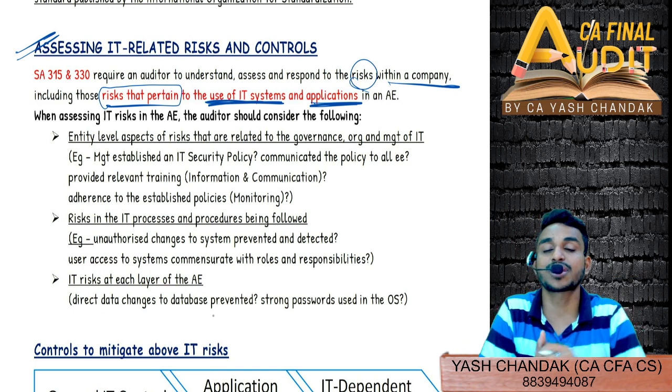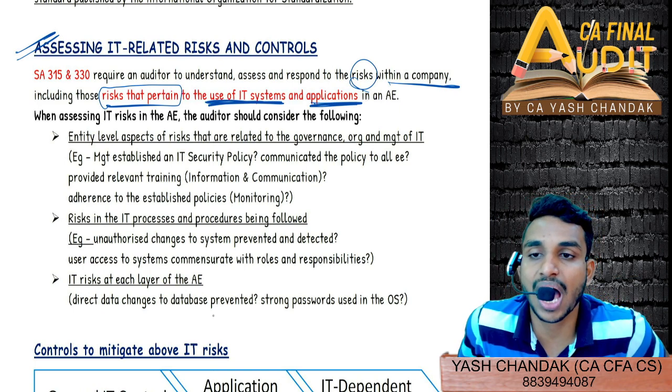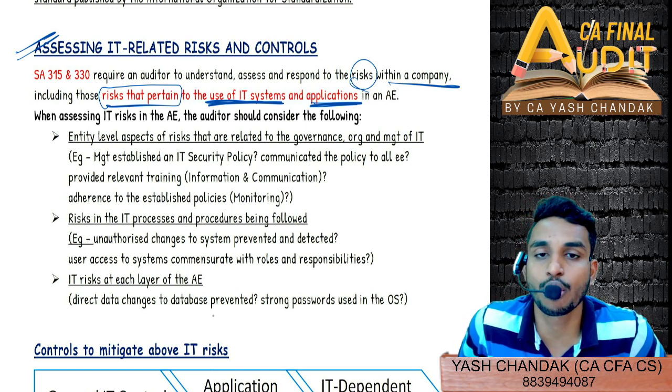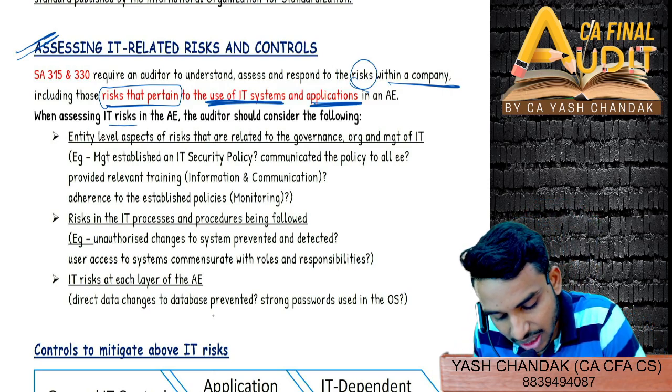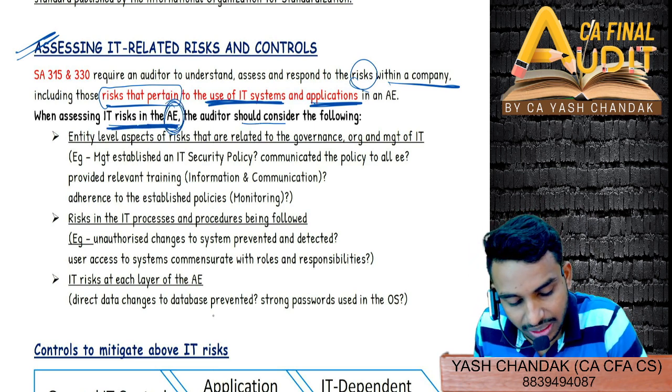Because of the use of IT system and because of the use of applications in an automated environment, what all risks are to be considered? So the auditor has to understand, respond, and assess accordingly. So when assessing the IT risk in the automated environment, the auditor will consider the following.